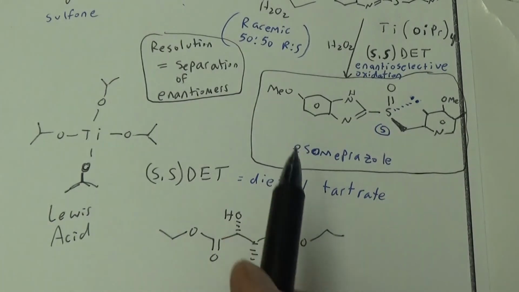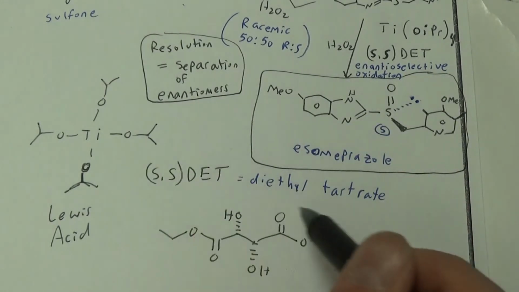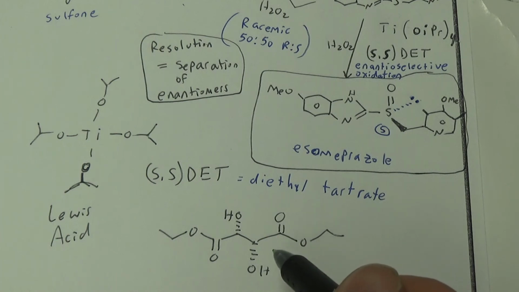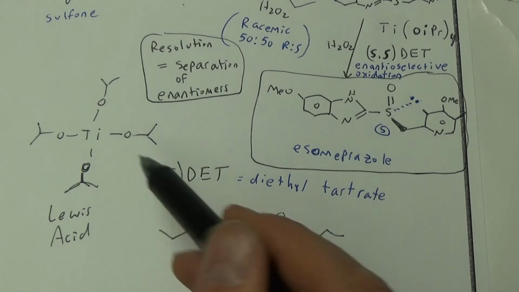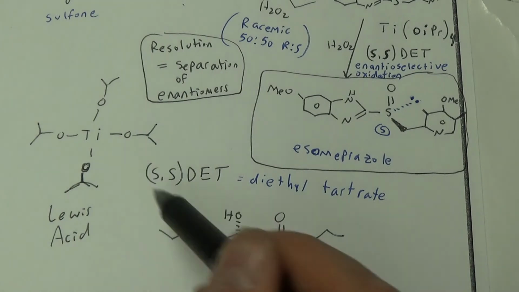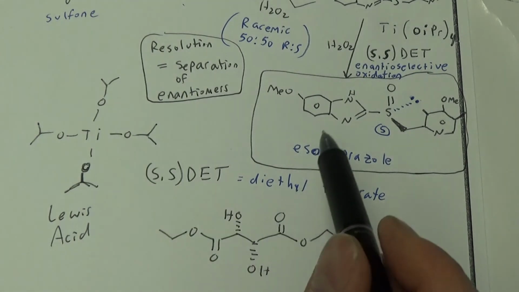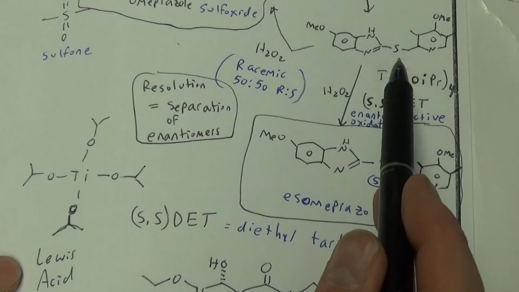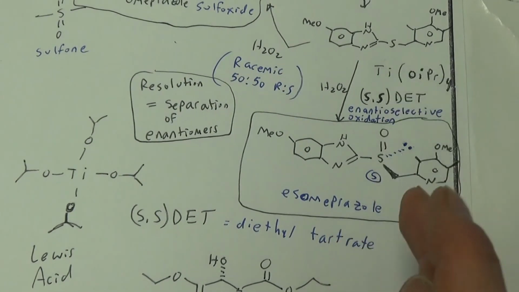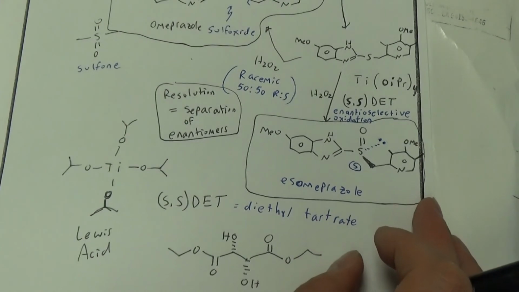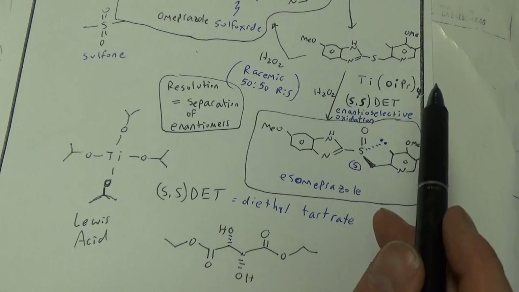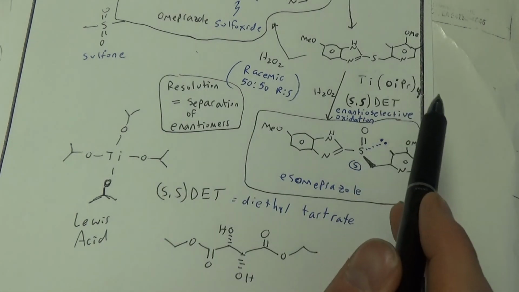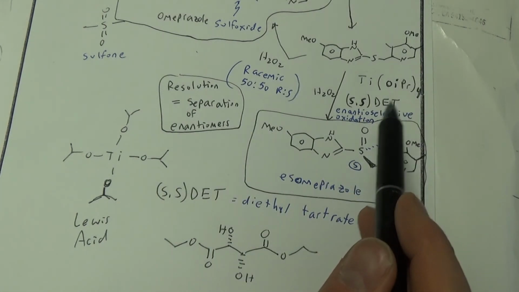But anyway, how this actually works is kind of complicated, and I'm not going to really get into that in this course. But this chiral molecule will interact with the Lewis acid, and it creates this sort of chiral pocket that in the end will allow only one face of the sulfide to react. So that's kind of how all enantioselective reactions work. So anyway, it's a little introduction to enantioselective chemistry for you.